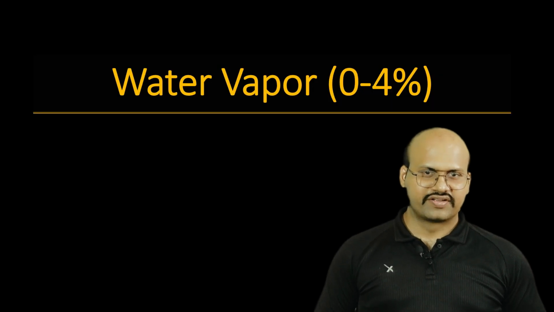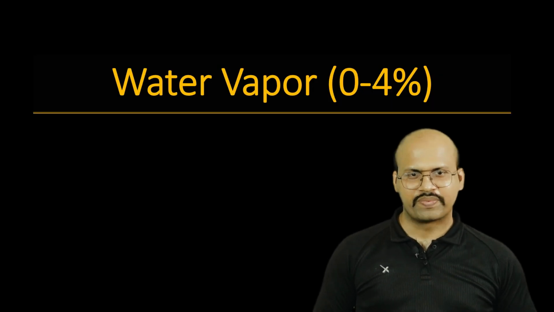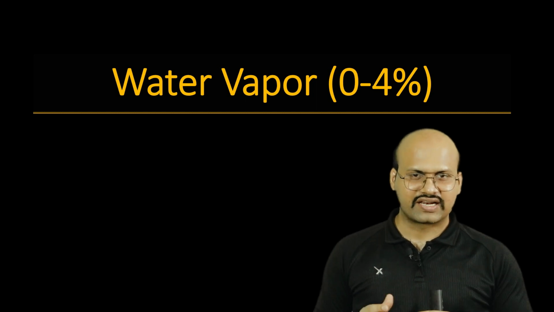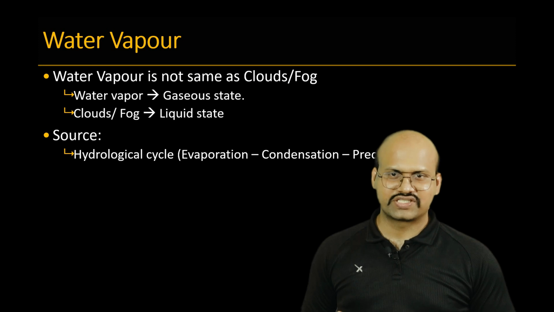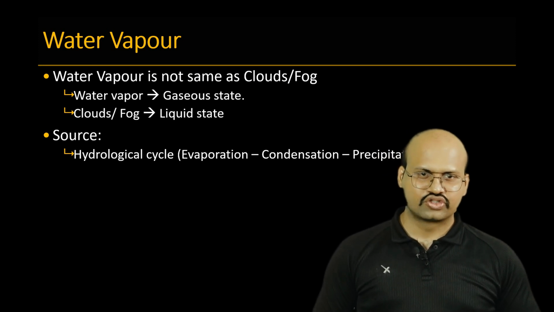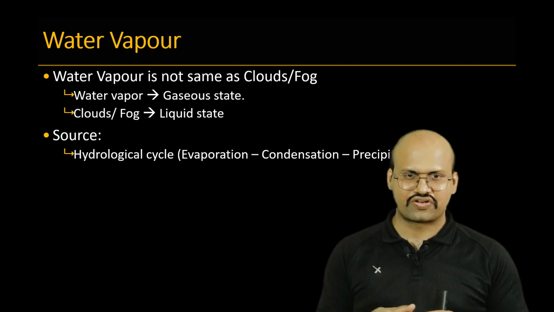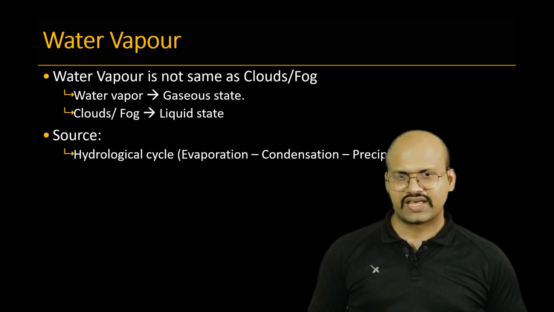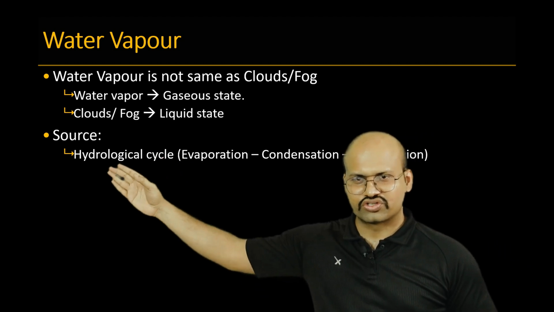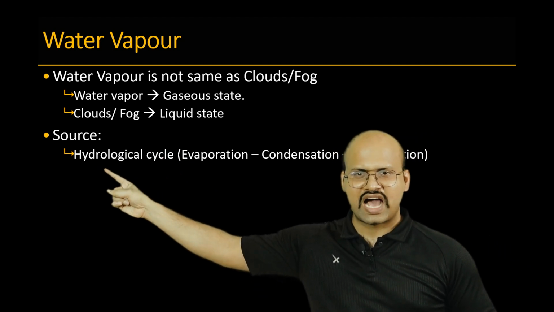So water vapor is around 0 to 4% in our atmosphere. Water vapor is not exactly clouds and fog, but water vapor which is in gaseous state. Clouds and fog are in liquid state. So water vapor does not just consist of fog and clouds, but it is all the water vapor which is there in our winds. And the source of this water vapor in our atmosphere is the hydrological cycle.